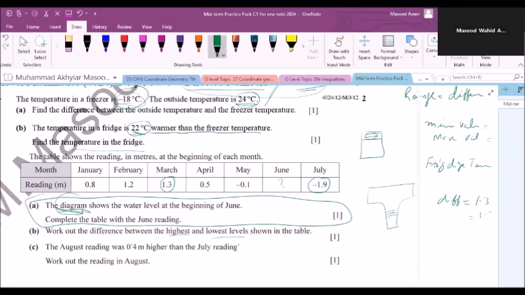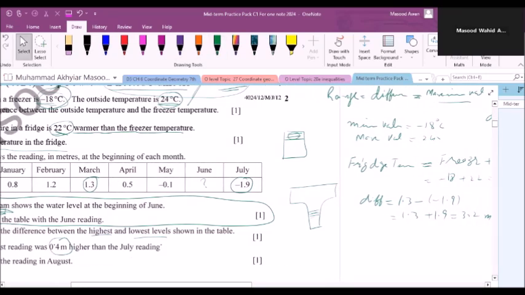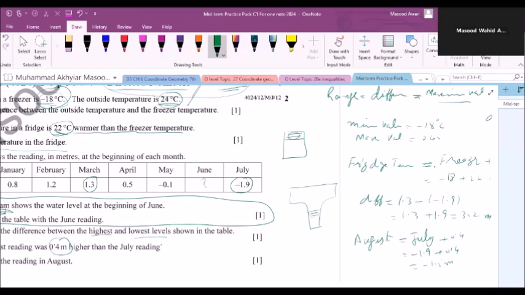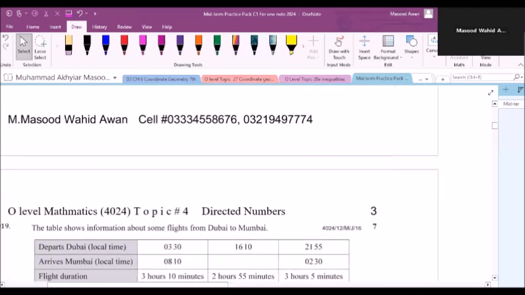Now the August reading was 0.4 meter higher than, which means more than, the reading of July. We just add 0.4 to July and we can get the August reading. August is equal to July plus 0.4, and July's reading is minus 1.9, so minus 1.9 plus 0.4. This is minus 1.5 meters. It means it is below the level. The negative shows below the level, positive shows above the level.